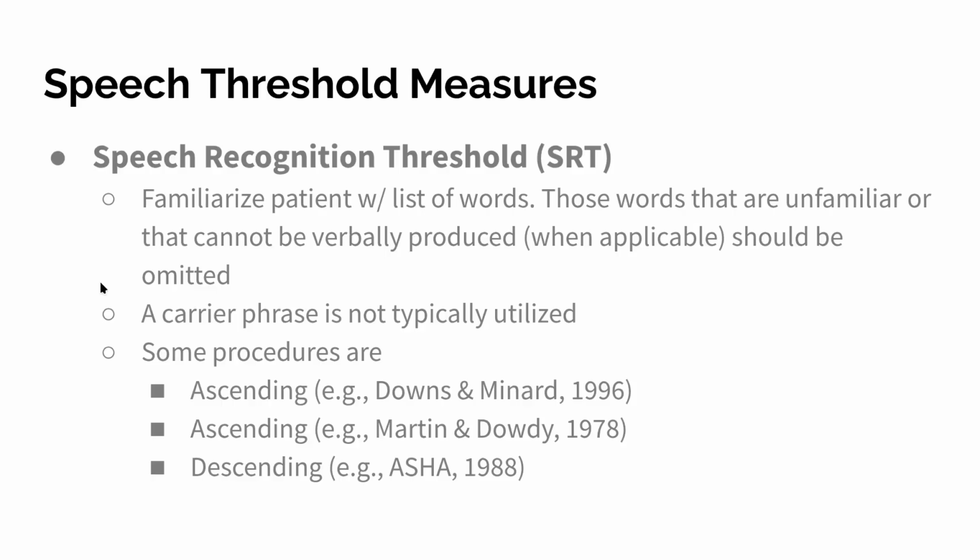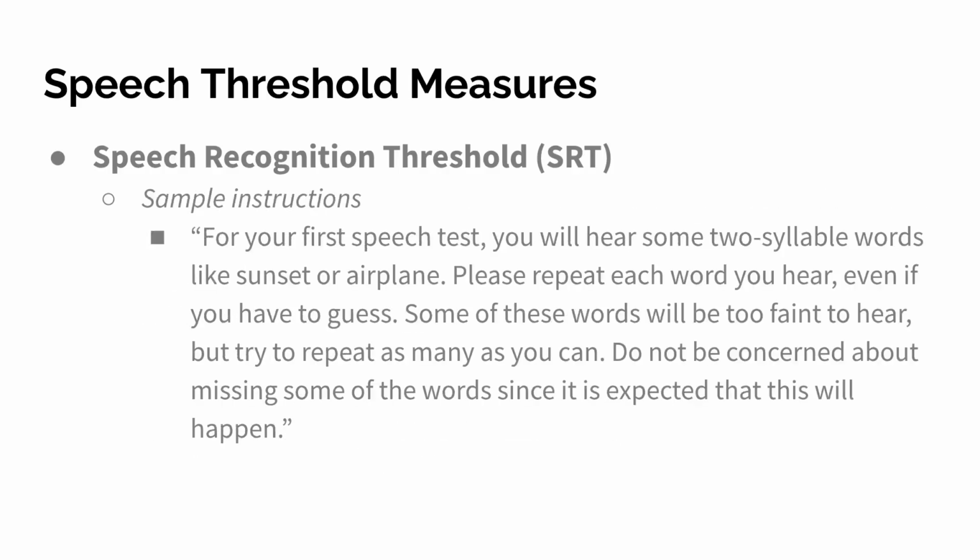There are different types of procedures that we can use. There are some ascending procedures where we're going up in intensity. There are descending procedures where we go down in intensity. And we'll go over a couple of different procedures for measuring the speech recognition threshold.